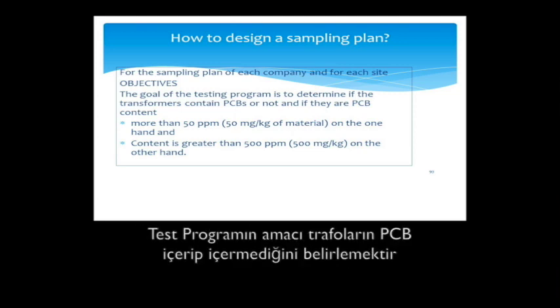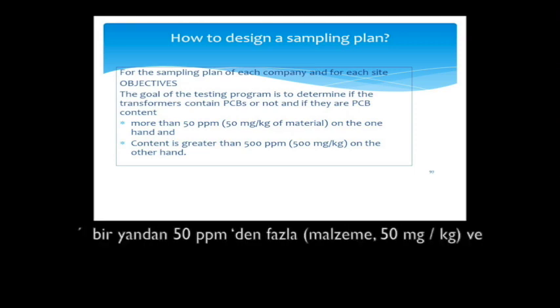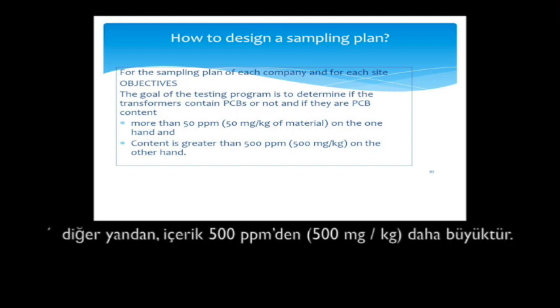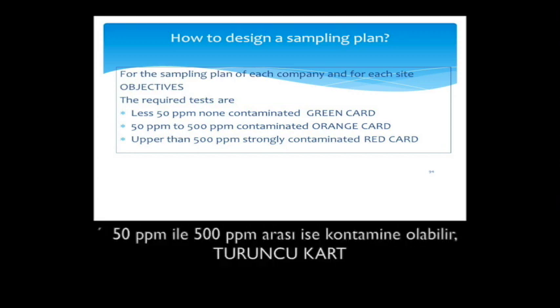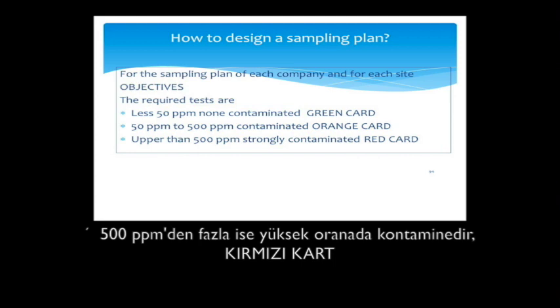The goal of the testing program is to determine if the transformers contain PCB or not, and if they contain PCB at more than 50 ppm, or greater than 500 ppm on the other hand. The result types are: less than 50 ppm, non-contaminated transformer, green card. 50 ppm to 500 ppm, contaminated transformer, orange card. Above 500 ppm, strongly contaminated, red card.